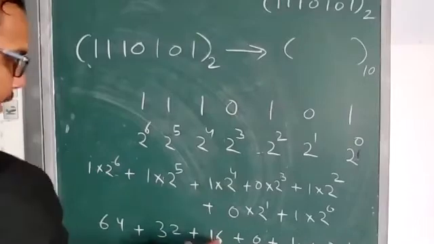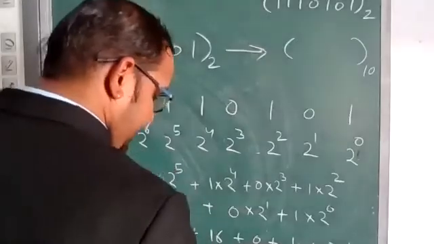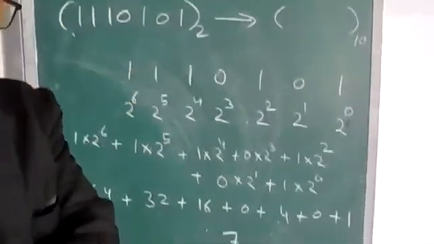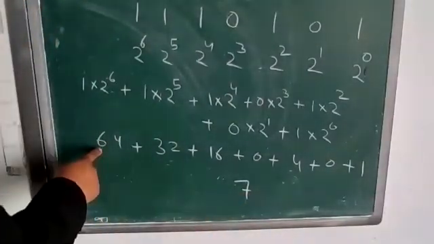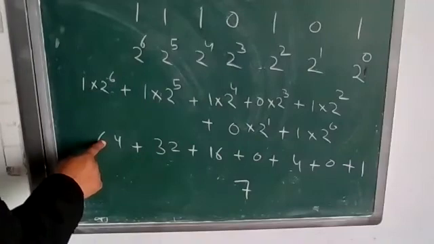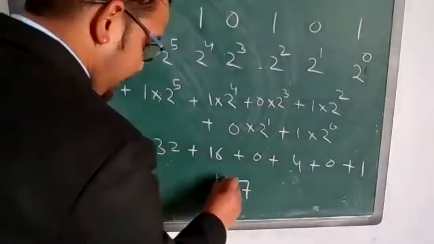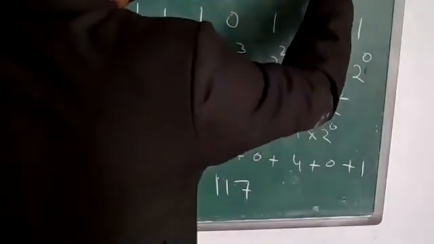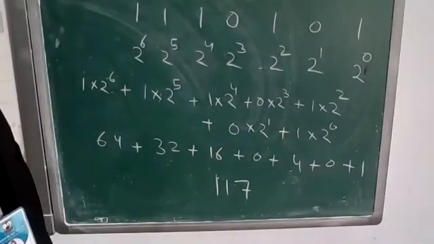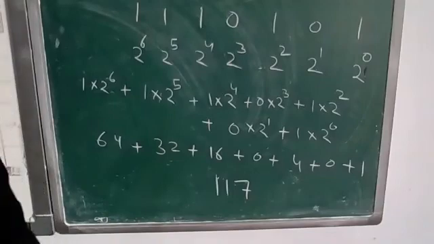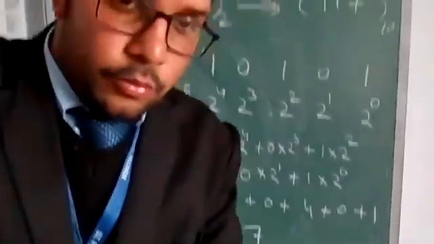4 plus 2, 6, 6 plus 6, 12, 12 plus 4, 16, plus 1, 17. 17, that is 7, carry is 1, then 6 plus 1, 7, 7 plus 3, 10, 10 plus 1, 11. Then our final answer is 117. So according to this, our answer is correct. In this manner, you can solve your question, converting your decimal number to binary and binary number to decimal number.